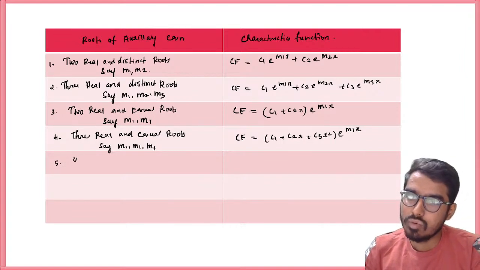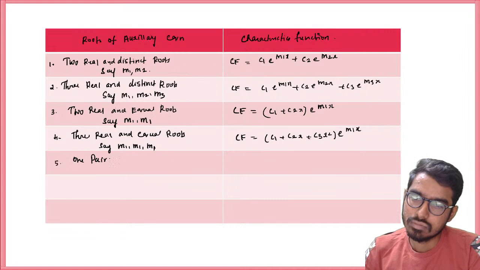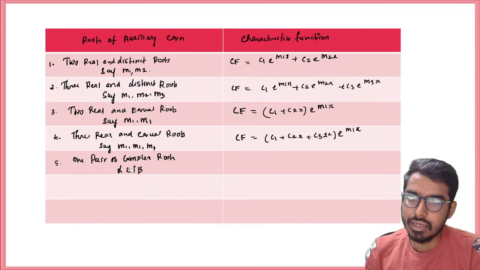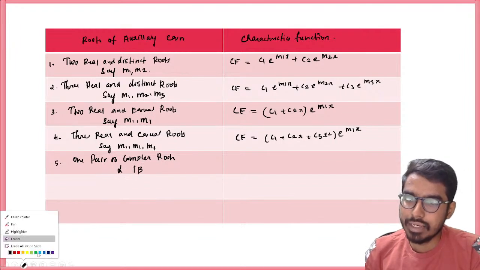Okay, so we have one pair of complex roots. Let us say the roots are alpha plus or minus i beta.